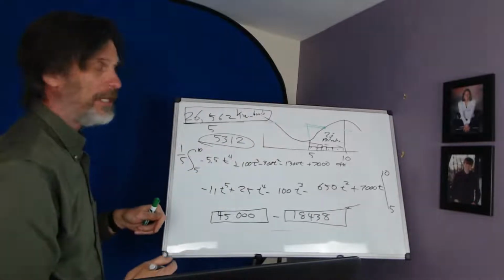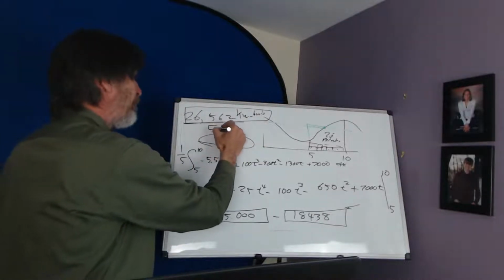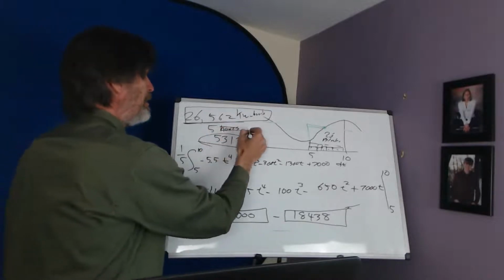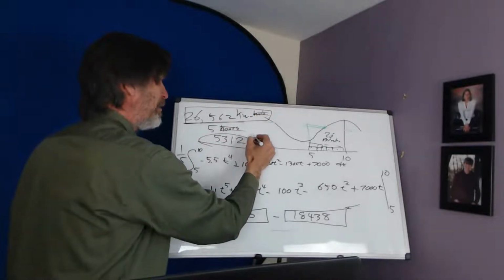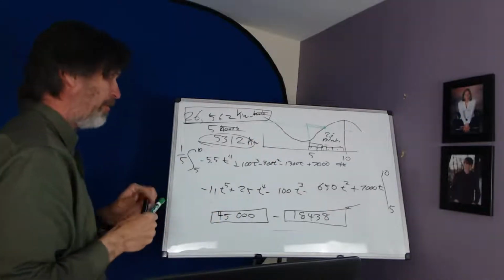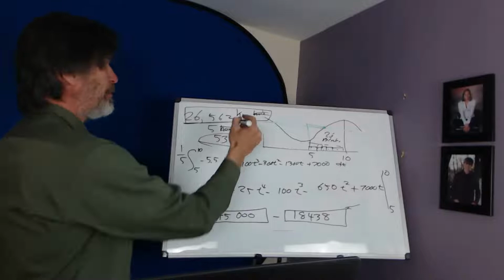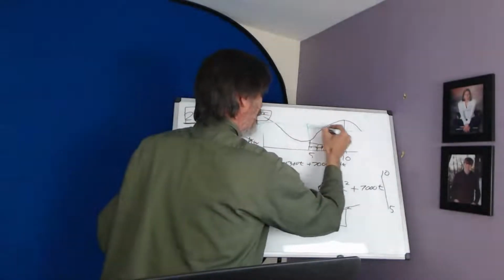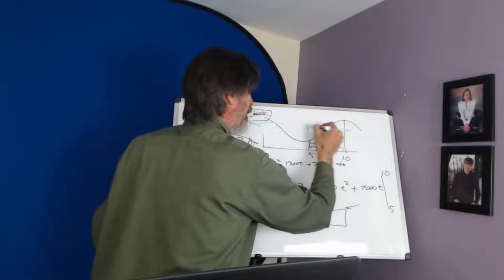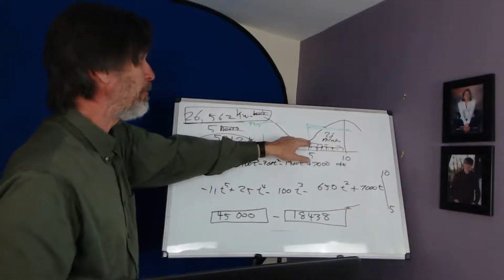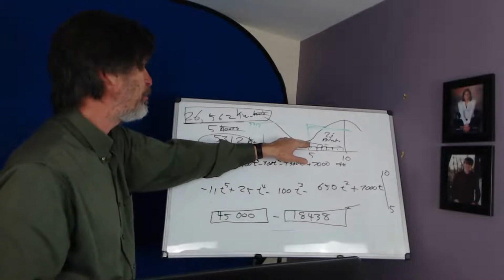So I took this many kilowatt hours. Again, this is my part D. I'm dividing it by 5 hours. Notice the hours units cancel, and I'm left with kilowatts. What's the average kilowatts? Okay, so I read across my graph. I look to see where 5,312 is, and I draw that line right across there.